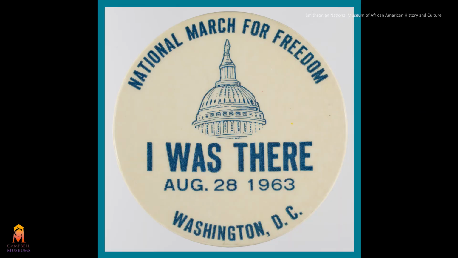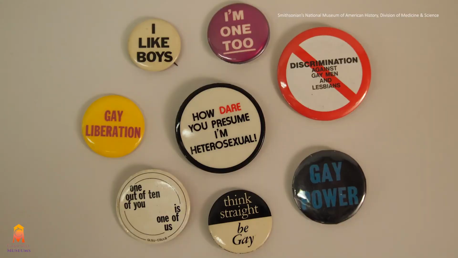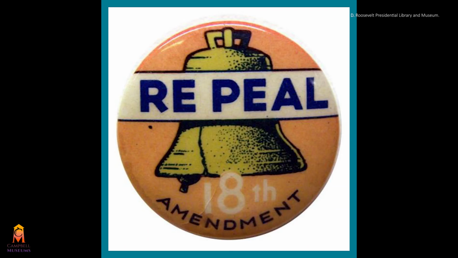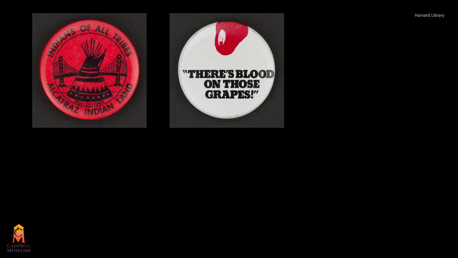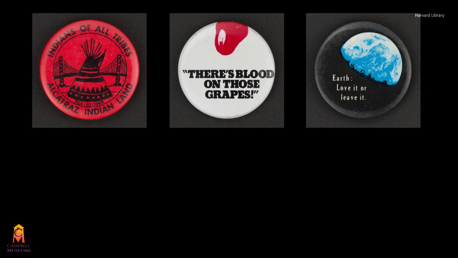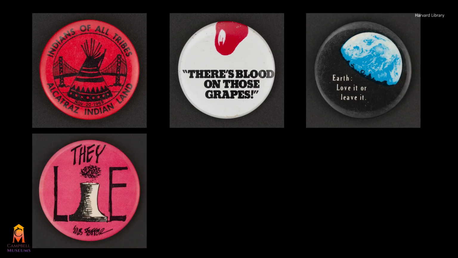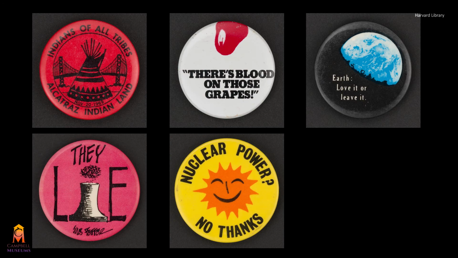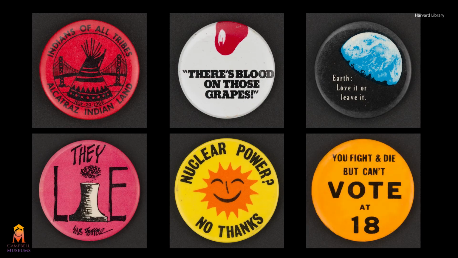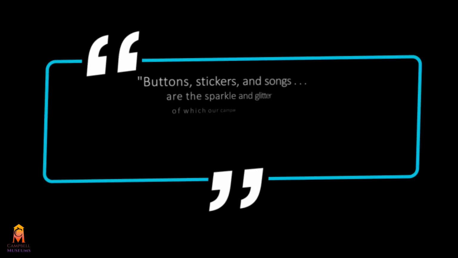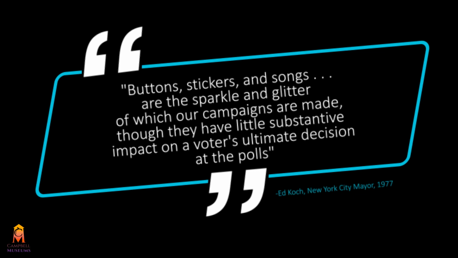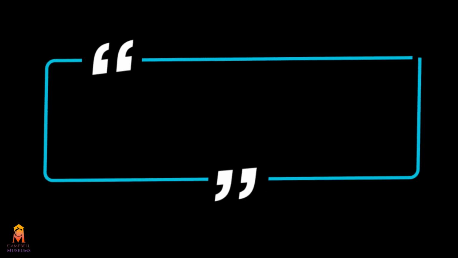From suffrage to civil rights to gay rights, the campaign button became central to garnering support for any political issue that appeared on a ballot. In the 1960s, thanks to the affordability of these buttons, we find citizens making their own, an easy and effective tool for grassroots political movements. Buttons, stickers, and songs are the sparkle and glitter of which our campaigns are made, though they have little substantive impact on a voter's ultimate decision at the polls.